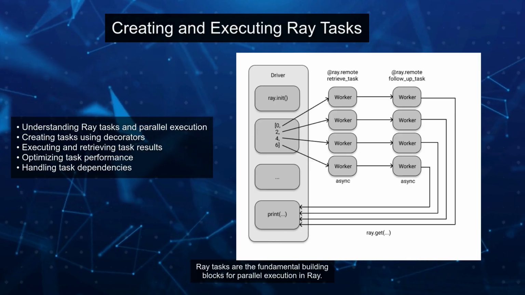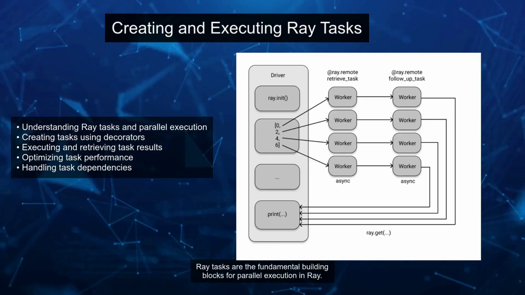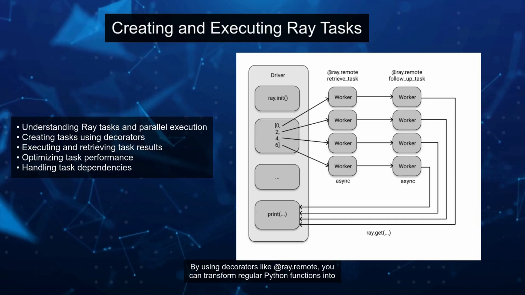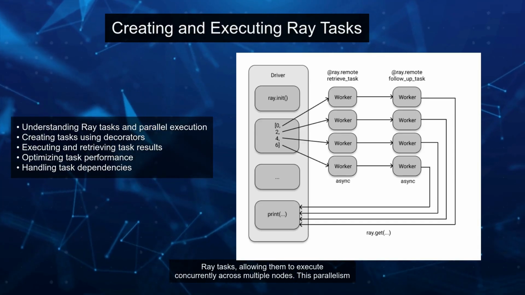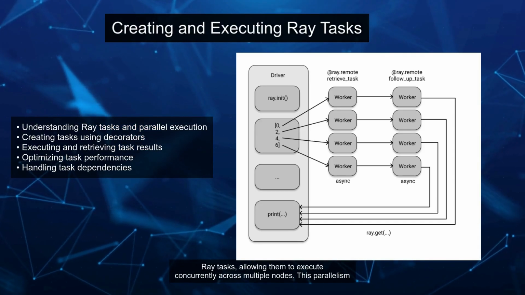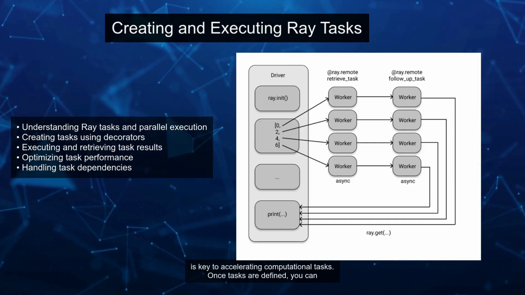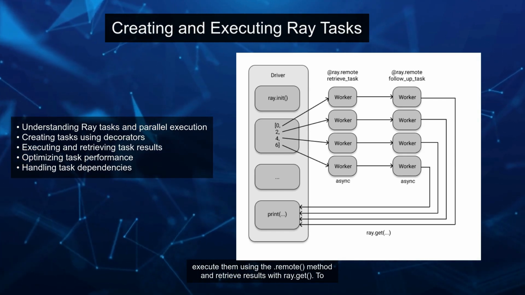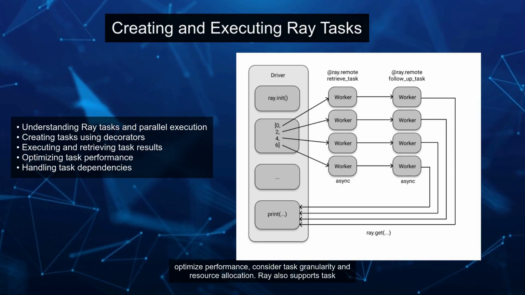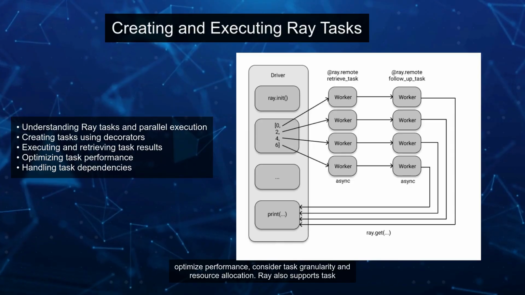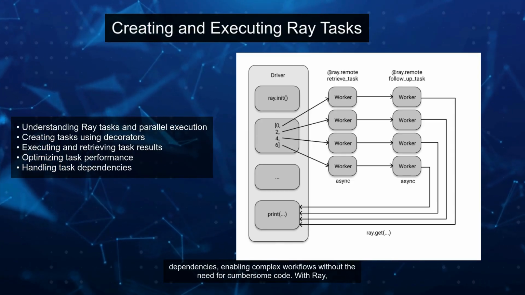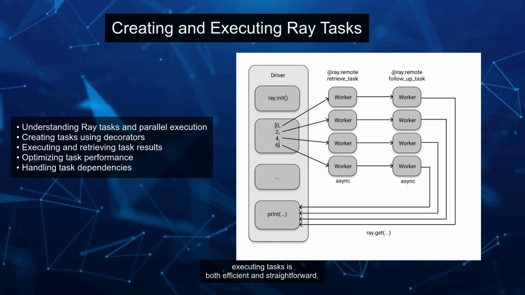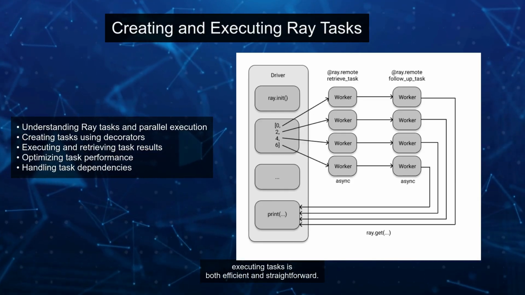Ray tasks are the fundamental building blocks for parallel execution in Ray. By using decorators like @ray.remote, you can transform regular Python functions into Ray tasks, allowing them to execute concurrently across multiple nodes. This parallelism is key to accelerating computational tasks. Once tasks are defined, you can execute them using the remote method and retrieve results with ray.get. To optimize performance, consider task granularity and resource allocation. Ray also supports task dependencies, enabling complex workflows without the need for cumbersome code. With Ray, executing tasks is both efficient and straightforward.